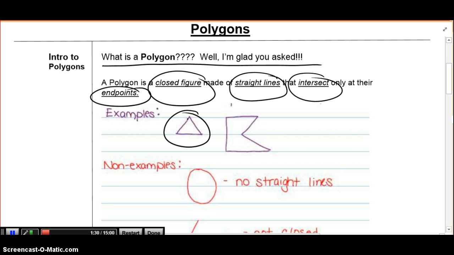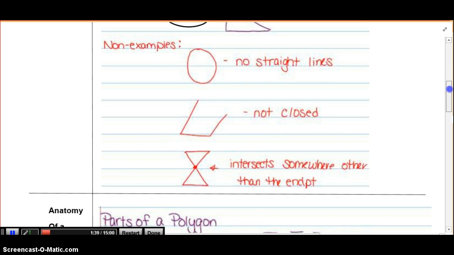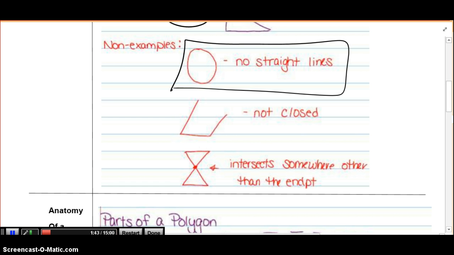So let's take that a little bit further, and instead of looking at examples, let's look at some non-examples. Here are our non-examples. As you can see, we've got no straight lines. So anything circular at all, anything that's got curves, isn't good for this. We do not want curves when it comes to polygons.